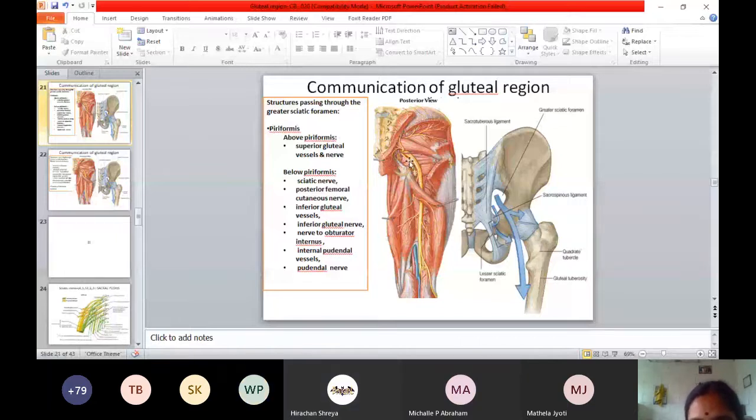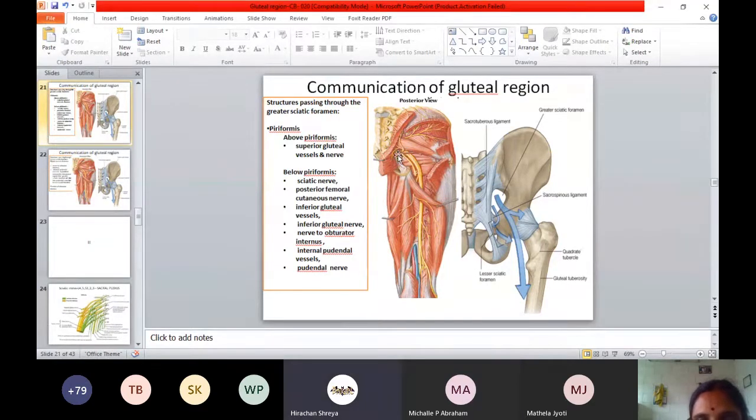Which nerve is this? Posterior cutaneous nerve. Very good, very good. And which nerve is this, supplying the gluteus maximus? See this one. Inferior gluteal nerve.